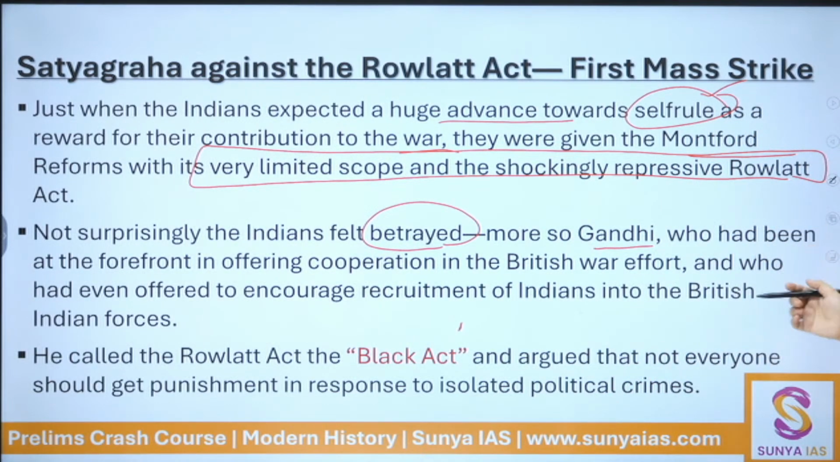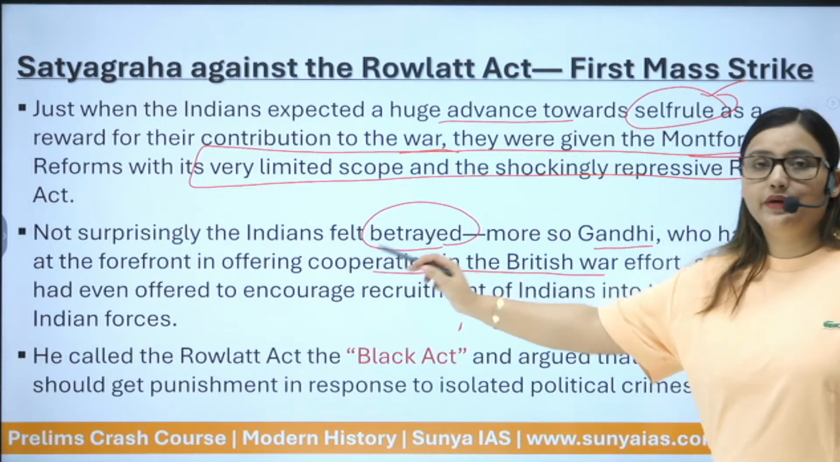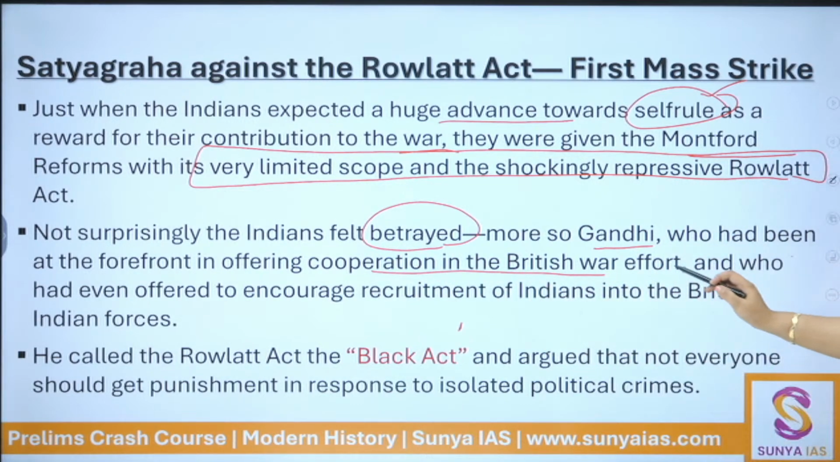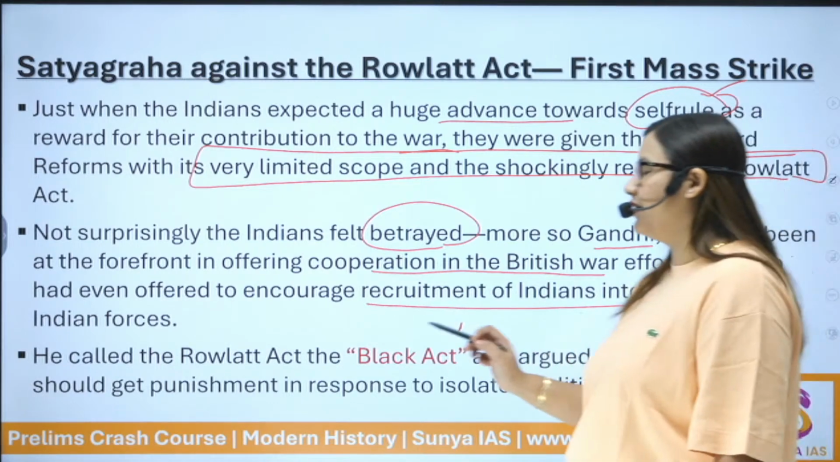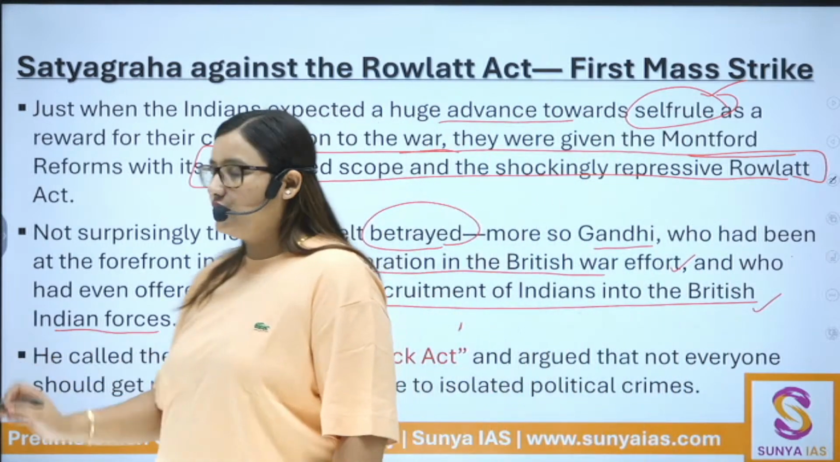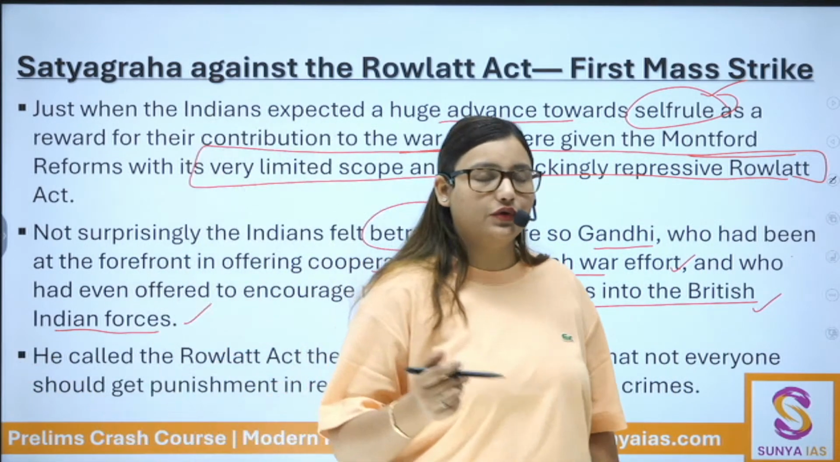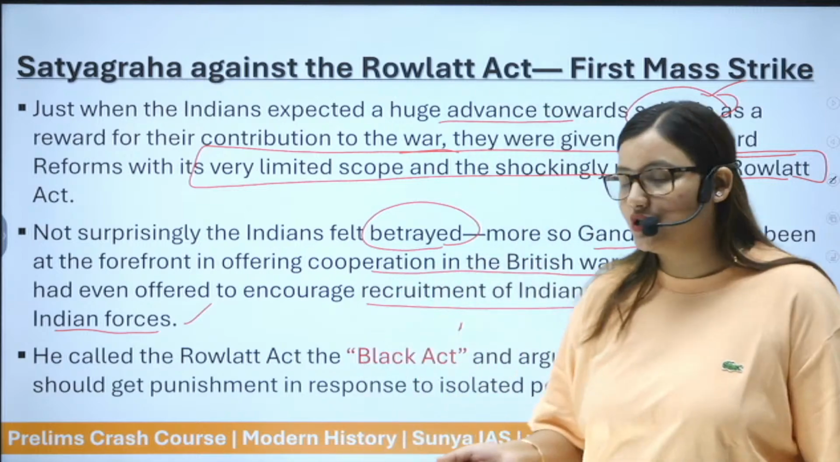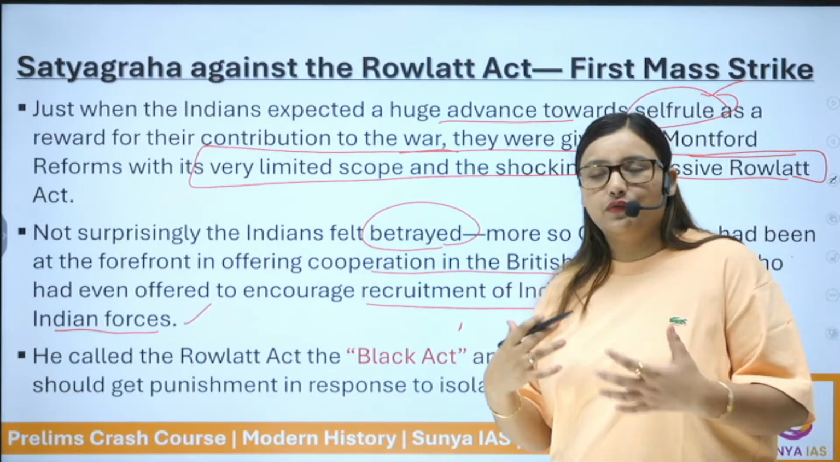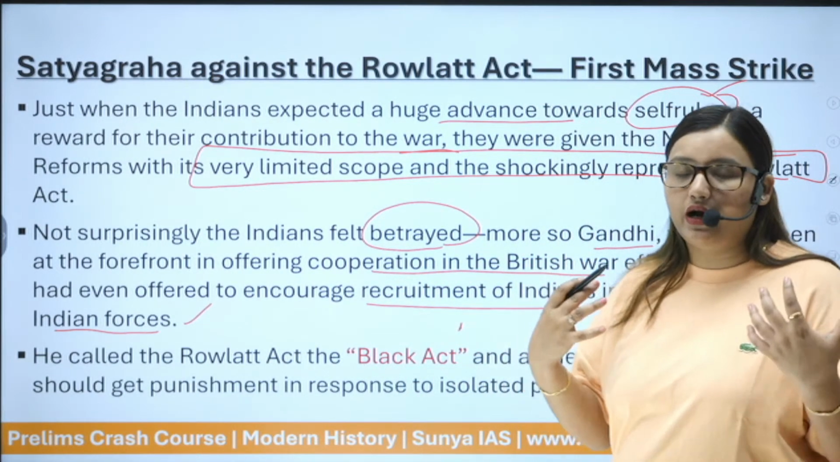But Gandhiji, who had been at the forefront in offering cooperation in the British war effort, now felt betrayed. He had even offered to encourage recruitment of Indians into the British Indian forces. He used to encourage Indians at the time of war that you should join the British Indian forces. People should help Britishers. We should be acting like we are together.